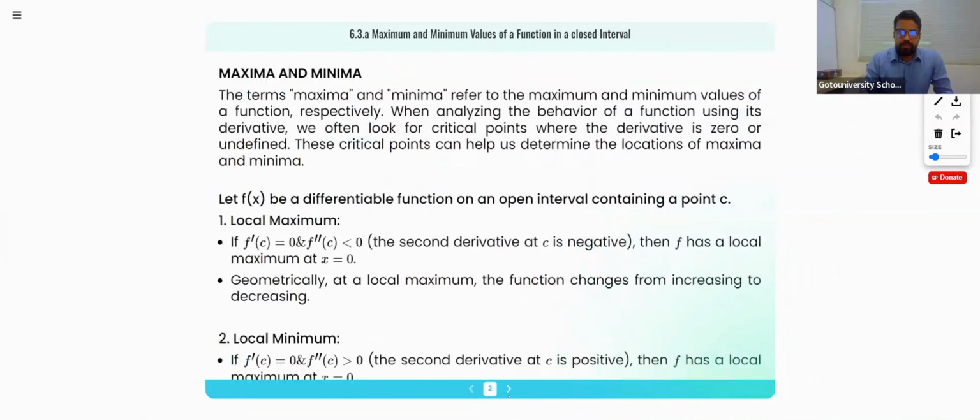So what is maximum and minimum? The terms maxima and minima refer to the maximum and minimum values of a function respectively.